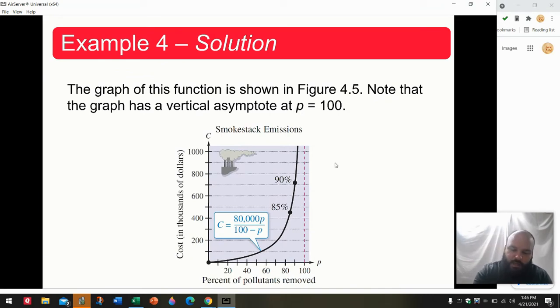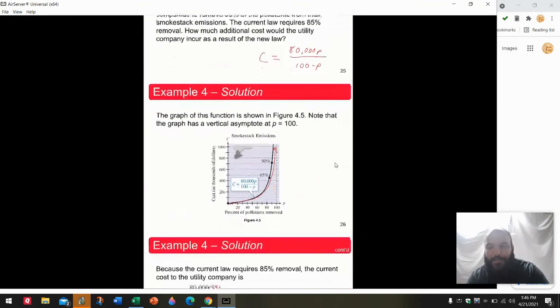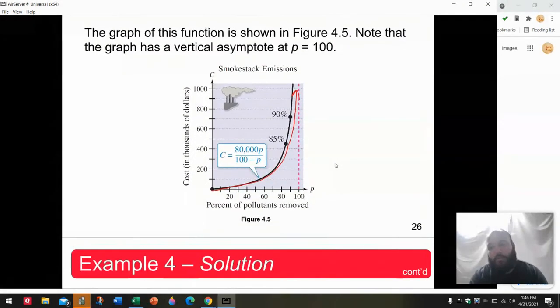So it's very cheap to not remove any of the pollutants. But as we continue to remove a higher and higher percentage of pollutants, you can see the cost is increasing. It almost looks like an exponential graph, although it's technically not. You can see the growth goes up awful fast. So this was what the graph would look like.